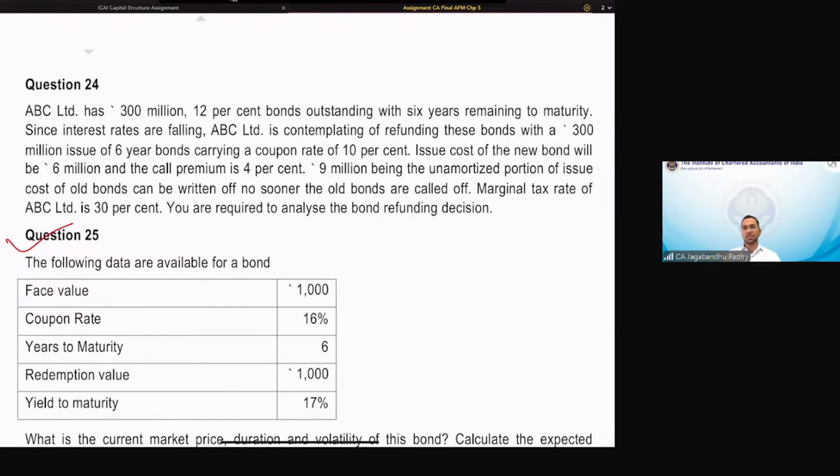Question 24, guys, just a minute's time. Please read the question carefully, and then we'll start with the discussion about it.